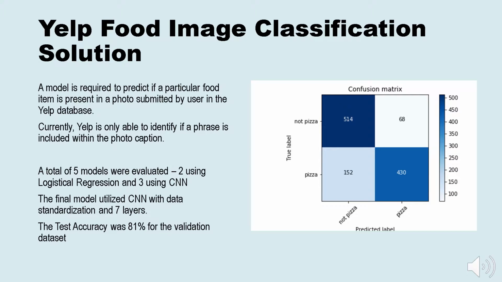The solution to this problem required that a model be created to predict if a particular food item was present in a photo. Currently, Yelp is only able to identify if a phrase is included within the photo caption, not that the food item is contained within the photo itself. A total of 5 models were evaluated, 2 using logistic regression and 3 using convolutional neural networks. The final model utilized was a convolutional neural network, which included data standardization and 7 layers. The test accuracy was 81% for the validation dataset.